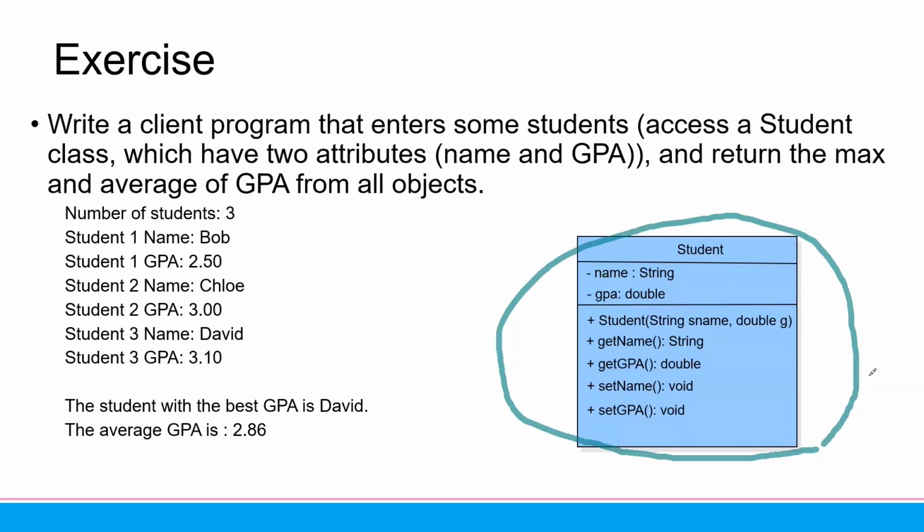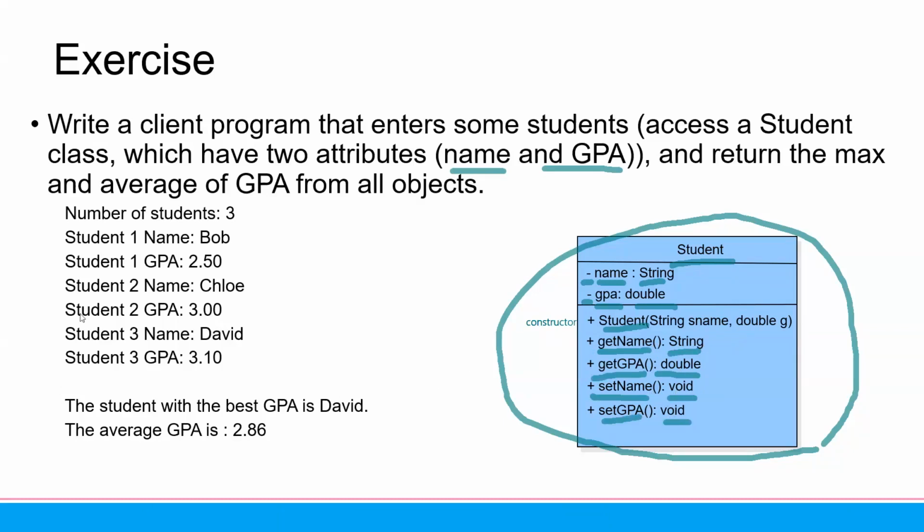Let's say I have this Student class, and I want to have two attributes, name and GPA. I define name as a string and GPA as a double. And then I put a negative because I know those are private. I do not want to make them public, I just want to make them private. And I have one constructor. We call this the constructor. And then we have four methods: getName, which returns a string; getGPA, which returns a double; and then setName, which is void, and setGPA, which is void.